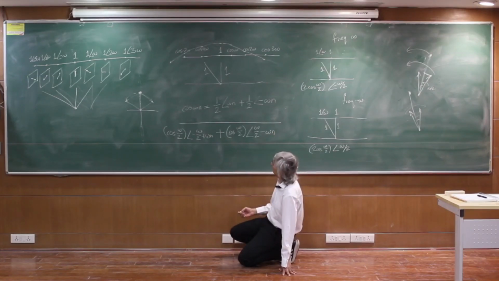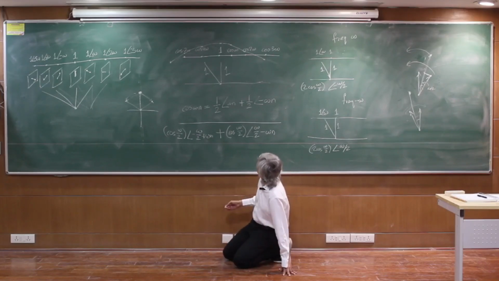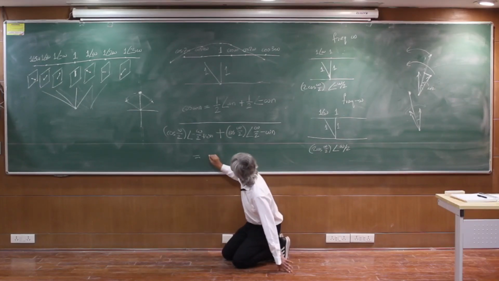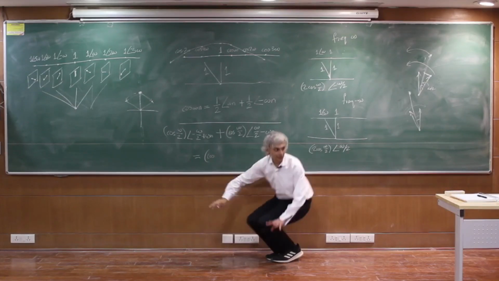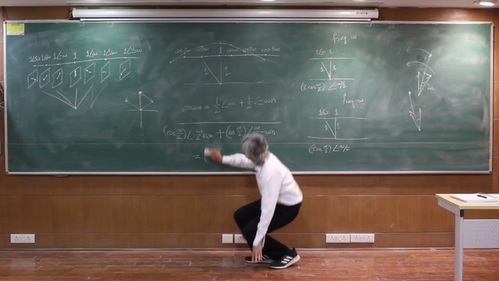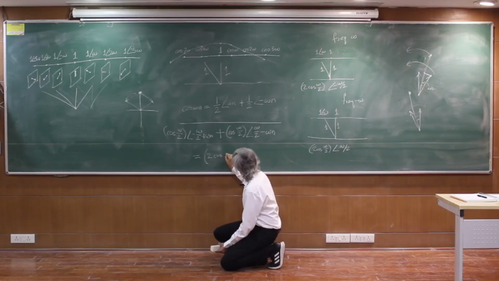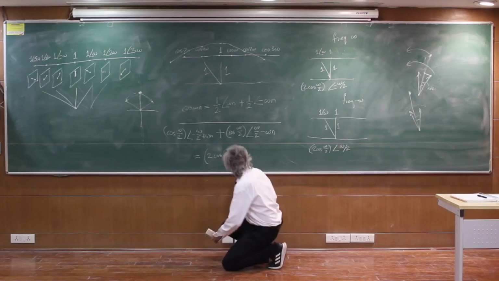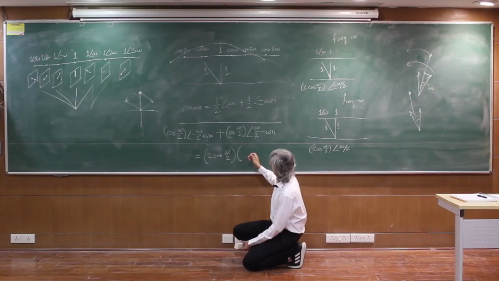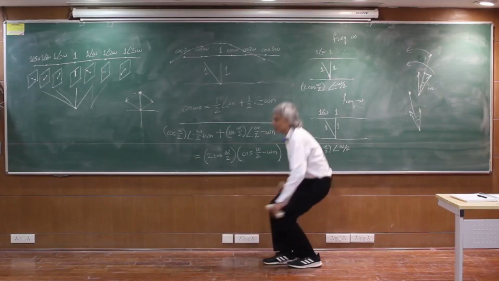And what is this whole thing? This whole thing is 2 cos omega by 2 cos omega by 2 minus omega n. Correct?